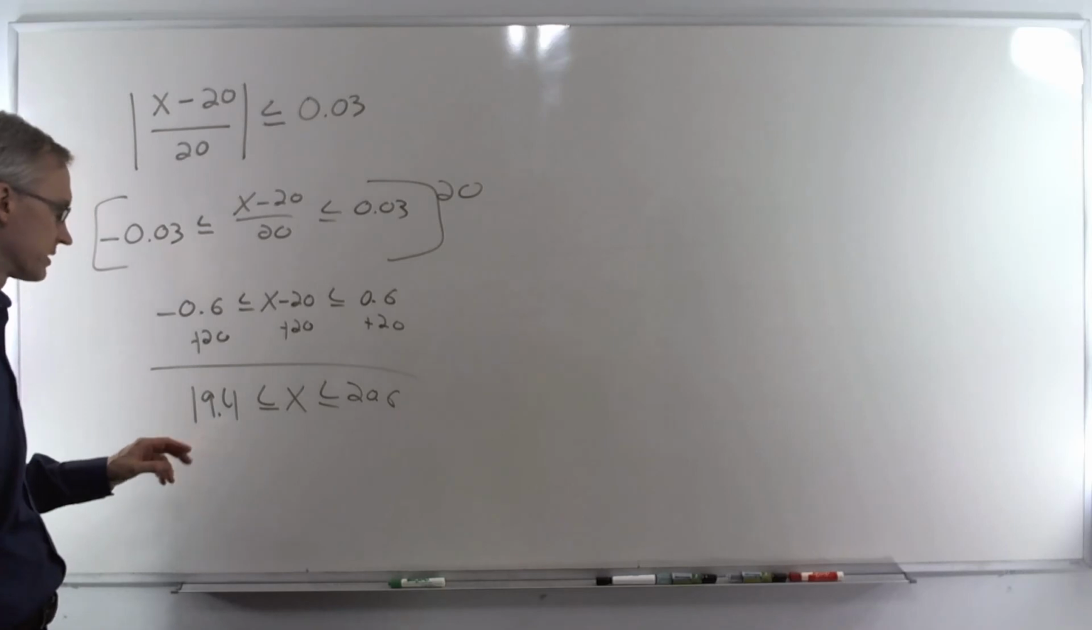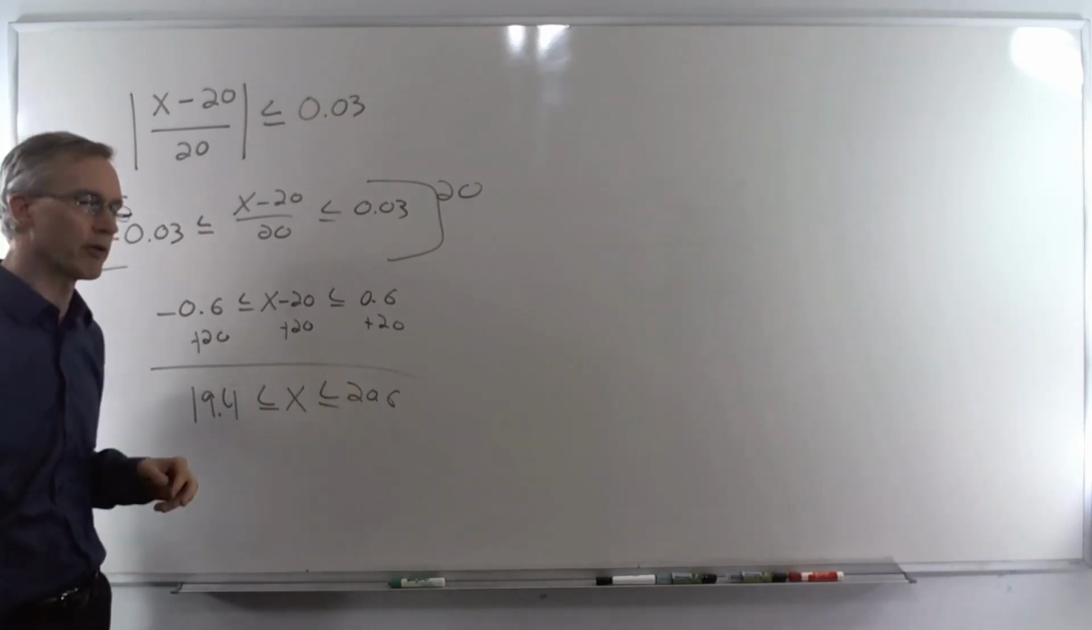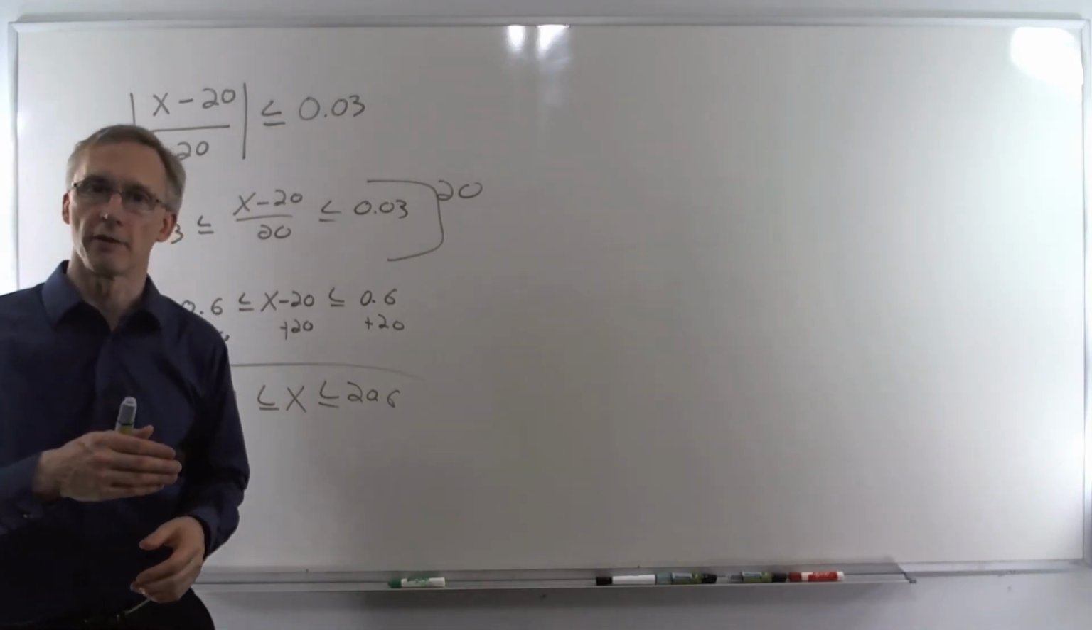All right, so that means if the box of cereal has between 19.4 ounces and 20.6 ounces, then it is within 3% of what's printed on the box.